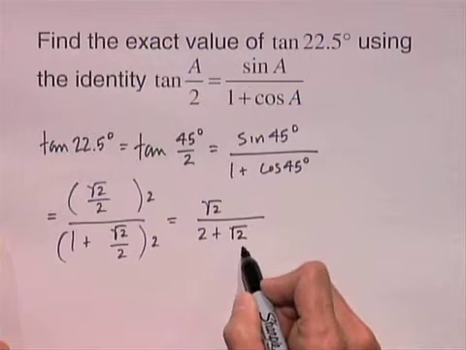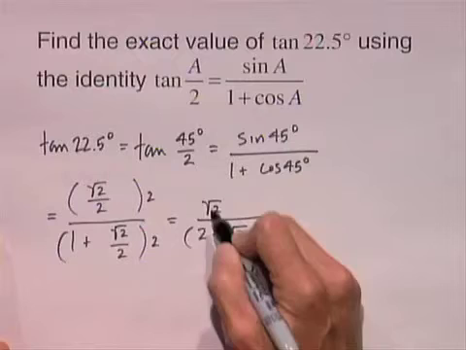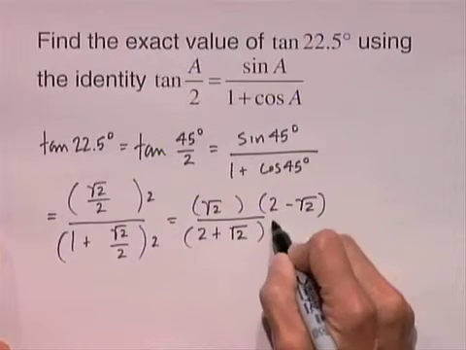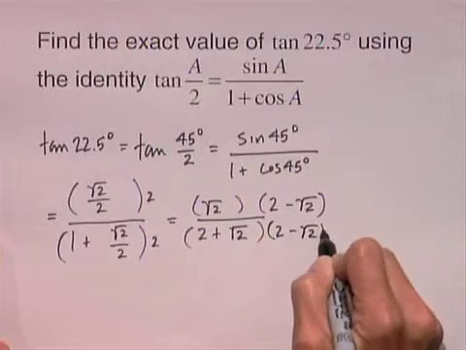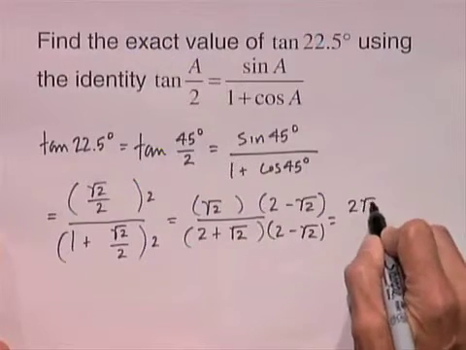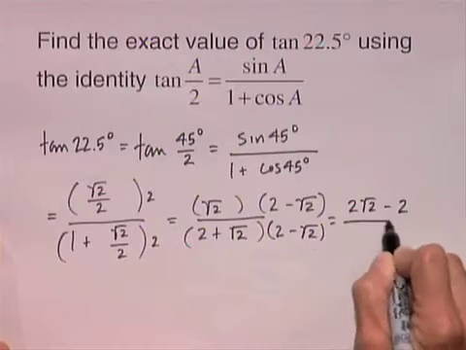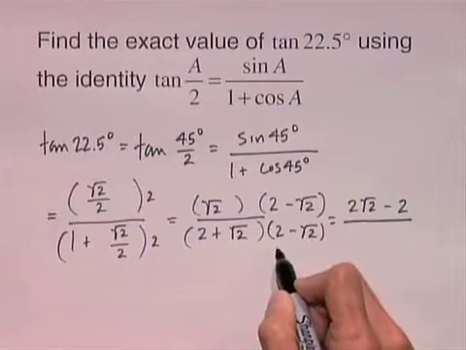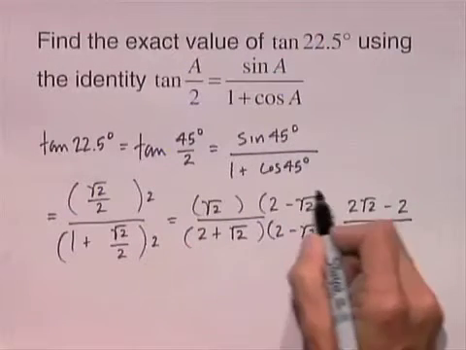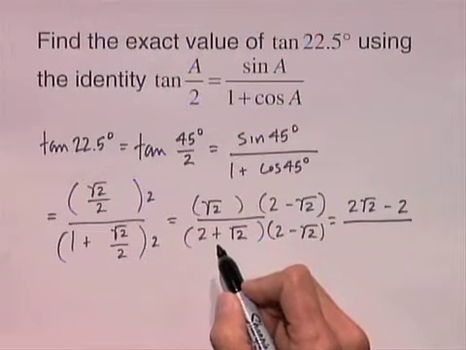And now I want to rationalize the denominator, so I'm going to multiply the numerator and denominator by 2 minus the square root of 2. And that'll give me 2 square roots of 2 minus 2 over this denominator multiplied out. And probably it'd be a good idea to stop right here and work this out on a separate sheet of paper.